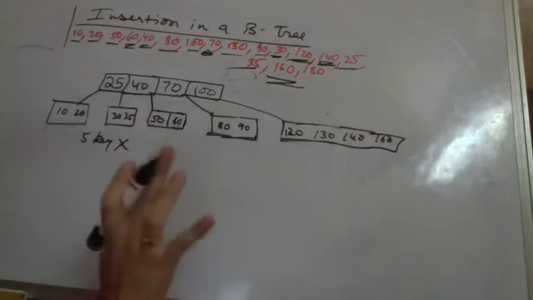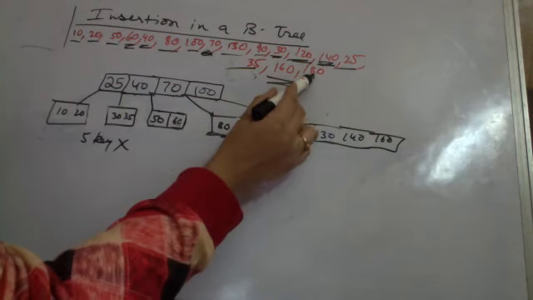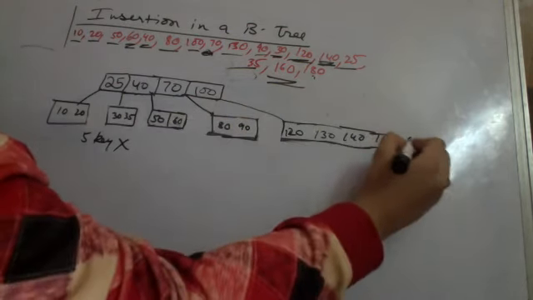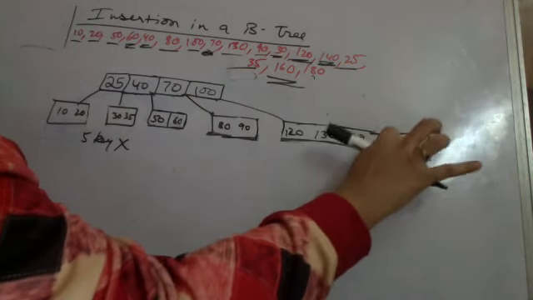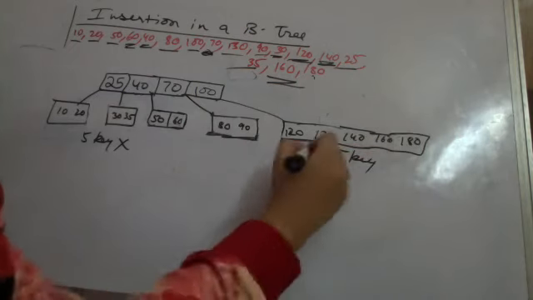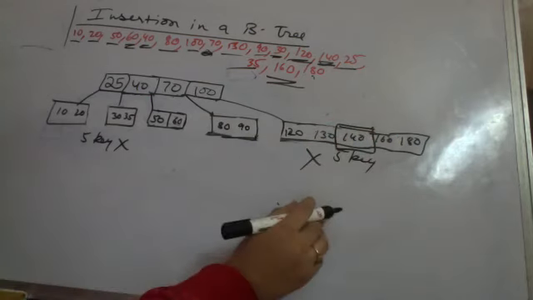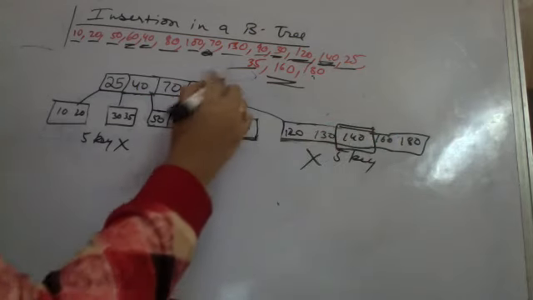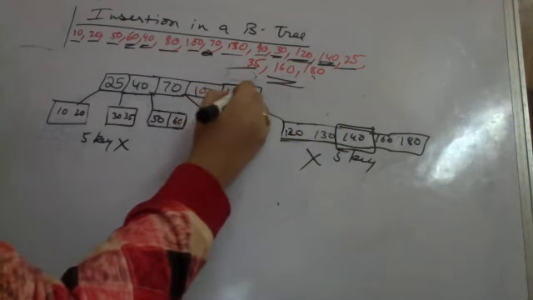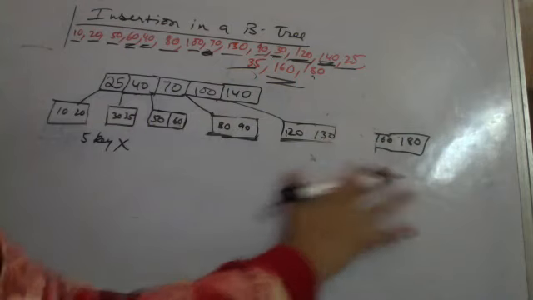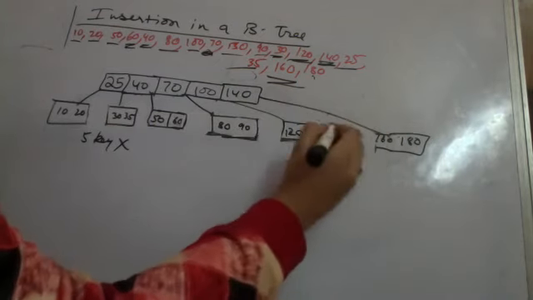Again, no issues caused. When I want to insert 180, 180 is greater than 100, greater than 160. Now when I am inserting 180 over here, again the number of keys goes to 5, which is not allowed. So I have to break. So I will break from the median. So I take this 140, add it in my parent node, so that this is no more a key over here, and this becomes a child.